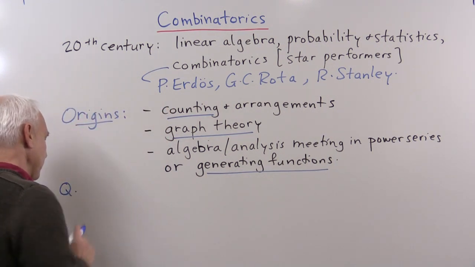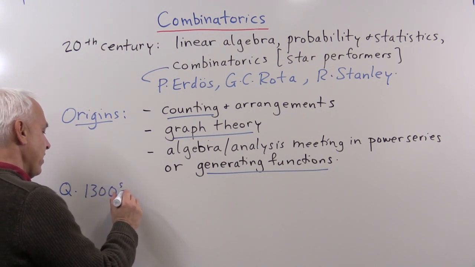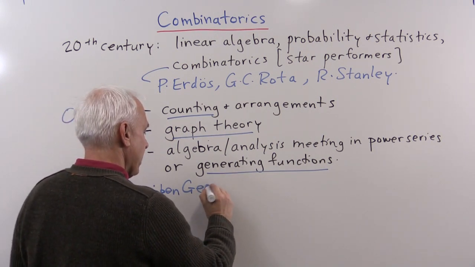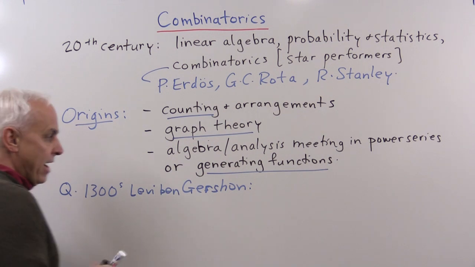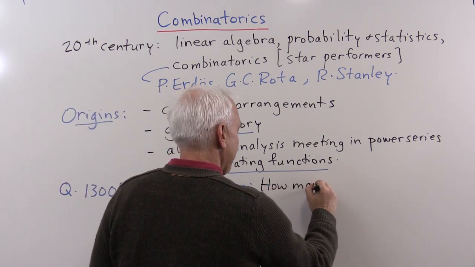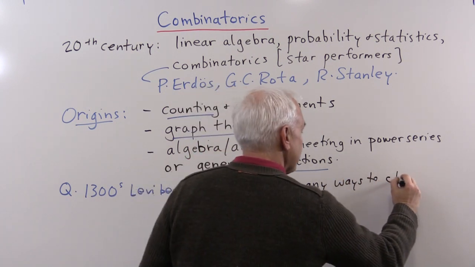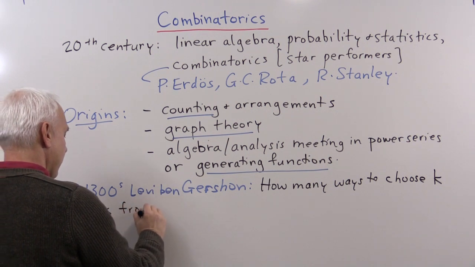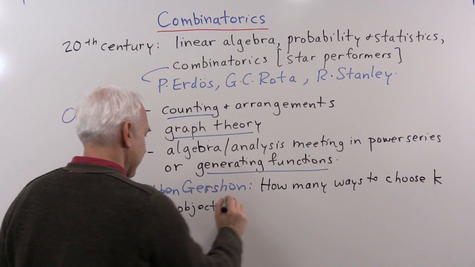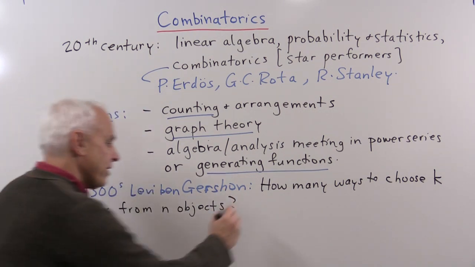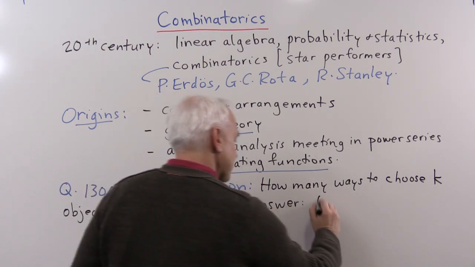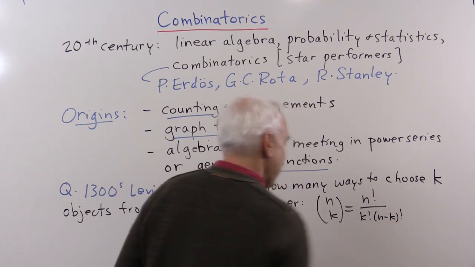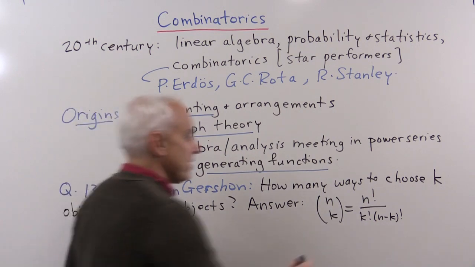So the first kind of question that goes back a long ways, essentially to the 1300s, and Levi Ben Gershon, is: how many ways to choose k objects from n objects? A fundamental kind of counting question. And the answer, as we all know, is given by the binomial coefficients. So n choose k, which is n factorial over k factorial times n minus k factorial. That's the number of ways of choosing k objects from n objects. It's a binomial coefficient.